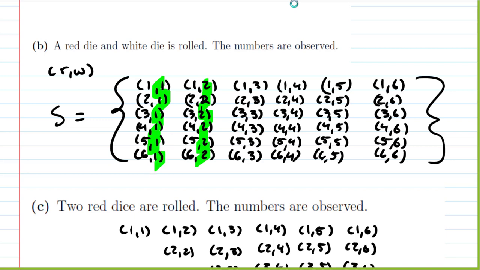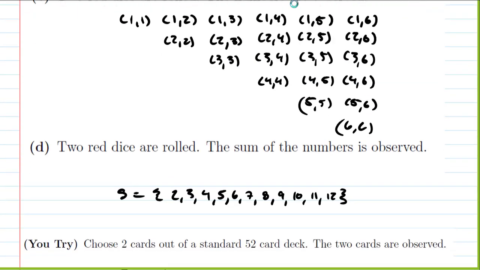So it's going to be those events, and we don't care what the red die is. The red die could be any number from 1 to 6. So the events in our sample space would be those first 2 columns in this table, right?